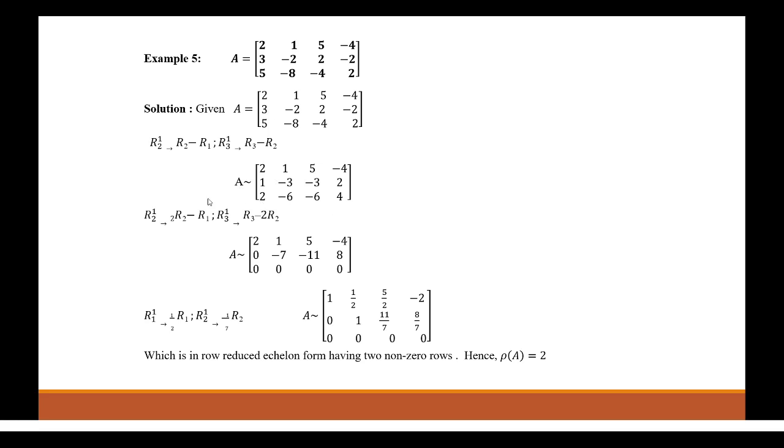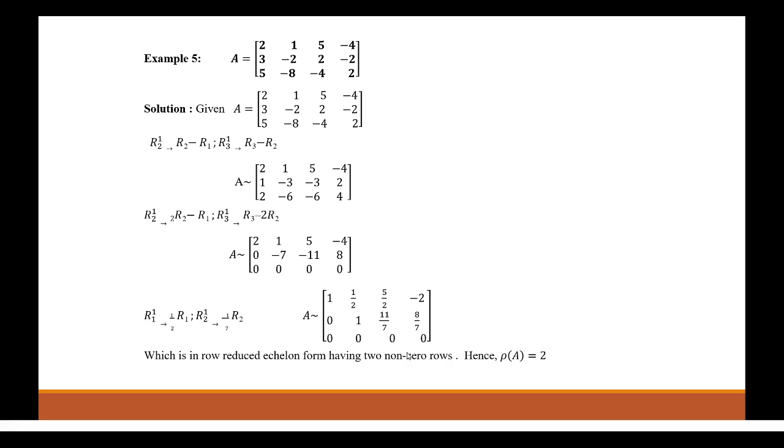For this matrix, again operate the row operations R2' = 2R2 - R1 and R3' = R3 - 2R2. We get A equivalent to this matrix. In this matrix, all the elements in the third row are 0. Once again, operate the row operations R1' = 1/2 R1 and R2' = 1/7 R2. We get this matrix. Finally, this is A equivalent to the matrix.